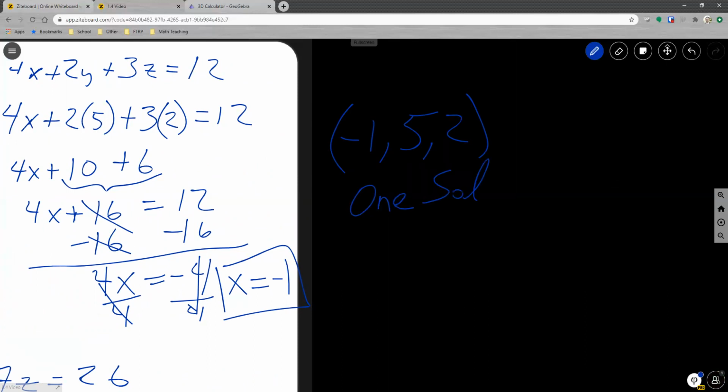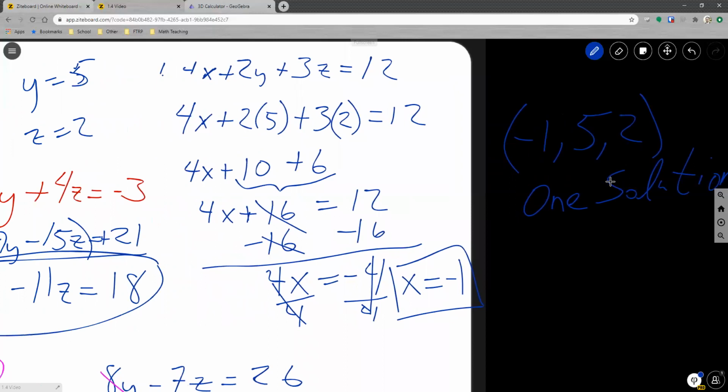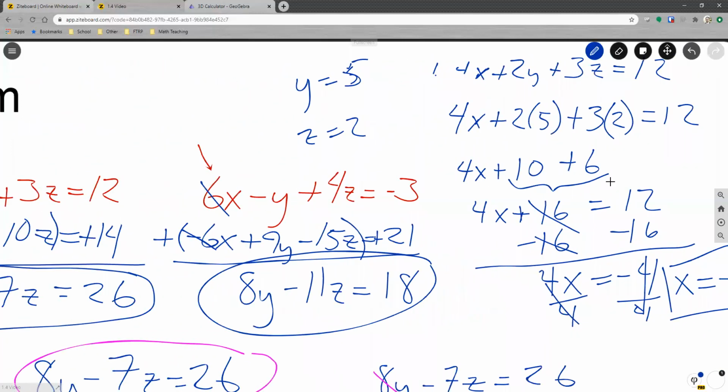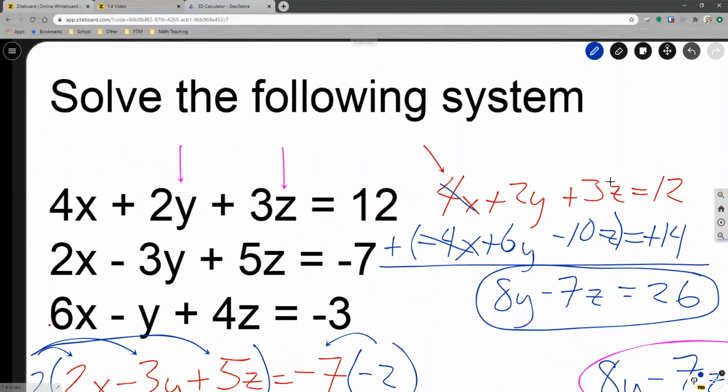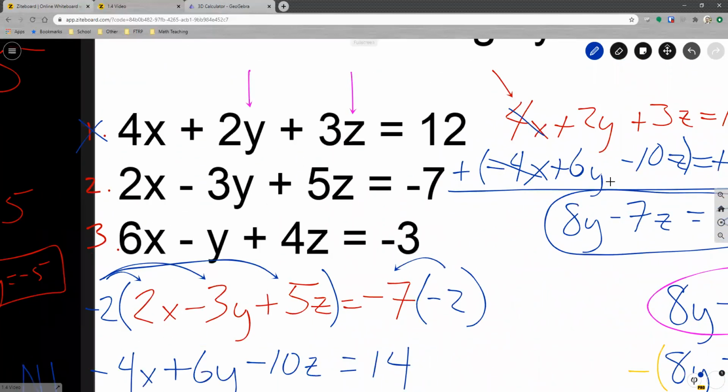One solution. And now if I wanted to be very meticulous, if I don't trust my math, I can go back to the other 2 equations, now that I know x, y, and z, and I can just plug a negative 1 here, a 5 here, and a 2 there, and see if it comes out to negative 7. Do the same thing on equation number 3, negative 1, 5, and 2, and make sure it comes out to negative 3. That's a good way to check your work.